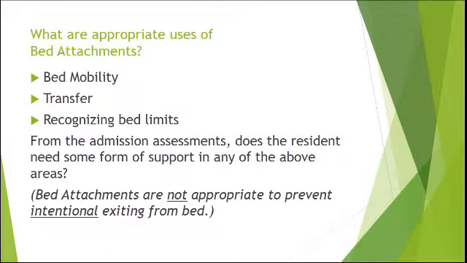So we've done all these assessments. From the admission assessments, we may have information that the resident would benefit from some kind of support in an area that's appropriate for use of a bed attachment. What are the appropriate uses of a bed attachment? Clearly, bed mobility. There are lots of residents out there for whom we believe that some form of bed attachment, whether it's a side rail or a halo or some other kind of device, would facilitate the resident's ability to move more independently in bed.